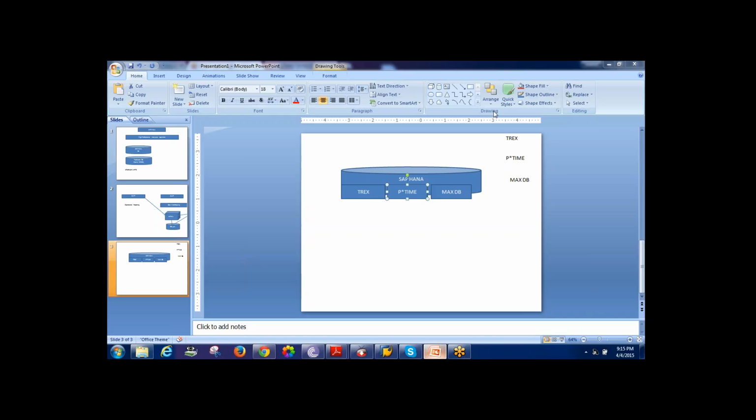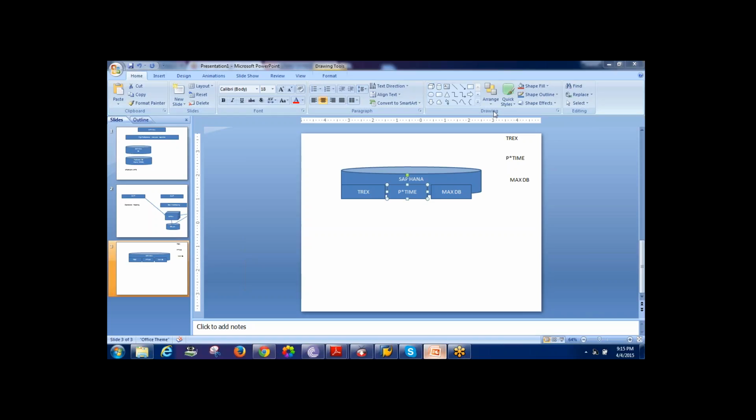Understood? Actually, we have DR data. It is an inbuilt technology. Again, I can understand your question. It is an inbuilt technology. You are not going to install all these separately. SAP HANA database is developed by these three technologies. You are not going to install Trex separately. You are not going to install P*Time separately and MaxDB separately. By all these technologies, SAP HANA database is developed, and there is no chance of using other database.